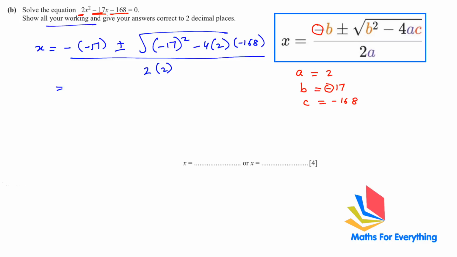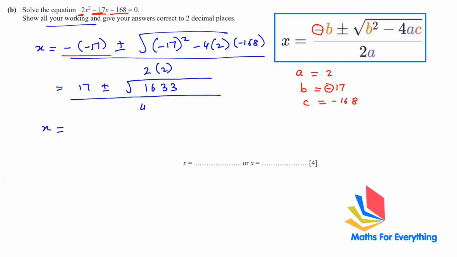They want us to show all our working, so don't put everything in the calculator in one go. We'll do it step by step. If you put this in the calculator, or if you know negative and negative is going to give you positive, you're going to get 17 plus and minus. Now at this step, just put in the values that you have under the square root, only this, and you will get 1633. And in the denominator, 2 times 2, 4.